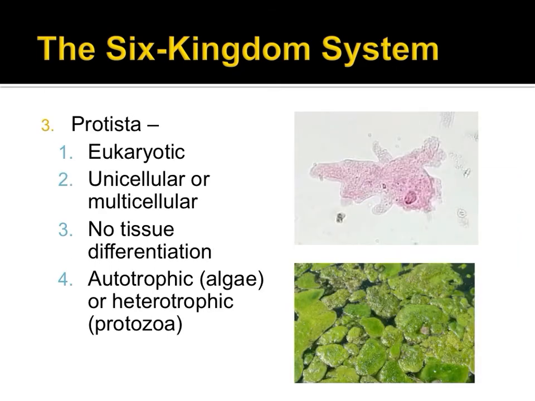The third kingdom provided is Protista. Protists include organisms such as protozoa, shown in the top picture, which is an amoeba, and algae, shown in the bottom picture. Protists are very diverse. They can be single-celled or multicellular, autotrophic or heterotrophic. There are two things that are true of all protists. They are eukaryotes, as they possess membrane-bound organelles, and they lack tissue differentiation. That is, they don't have different types of cells that make them up.